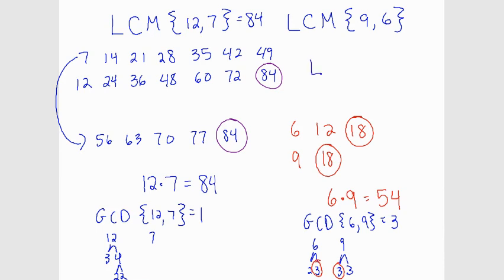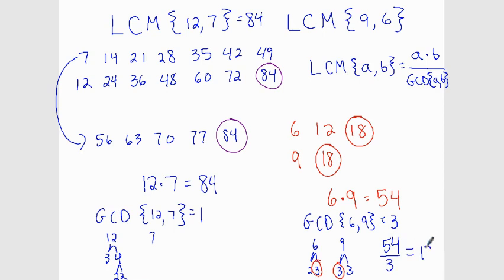So the least common multiple of two numbers, A and B, I'm going to write that a little bit more on the level, A and B is equal to A times B divided by the greatest common divisor of A and B. So if we try this with 6 and 9, we know 6 times 9 is 54, but then if we take 54 and divide it by the greatest common divisor of 3, we get 18.